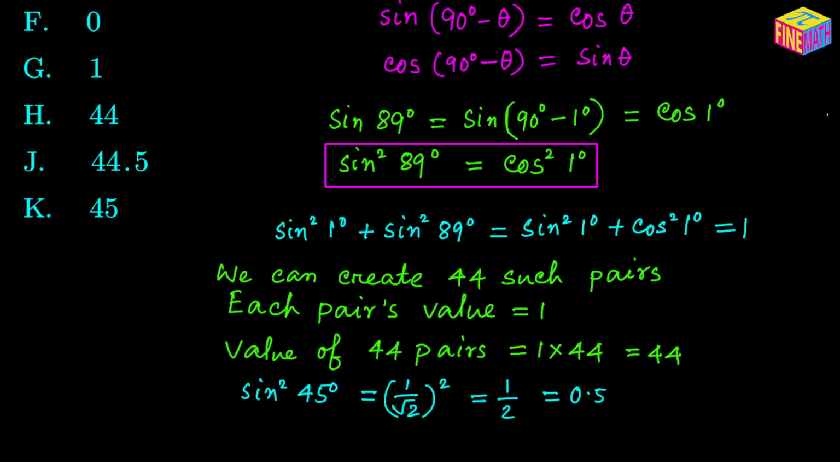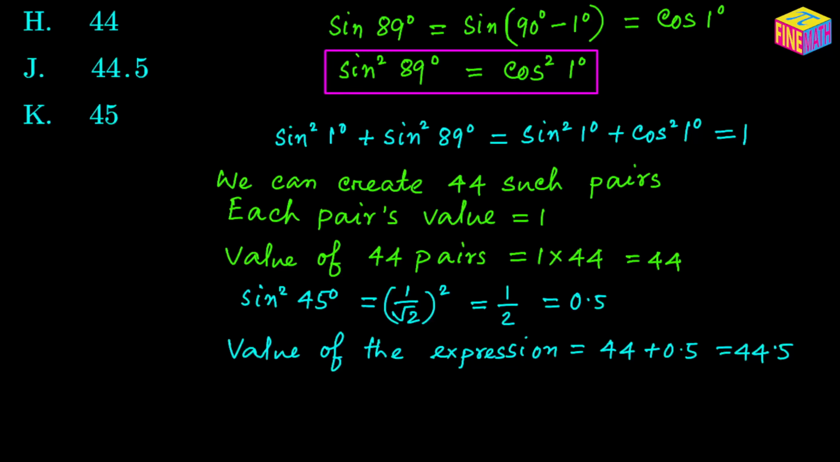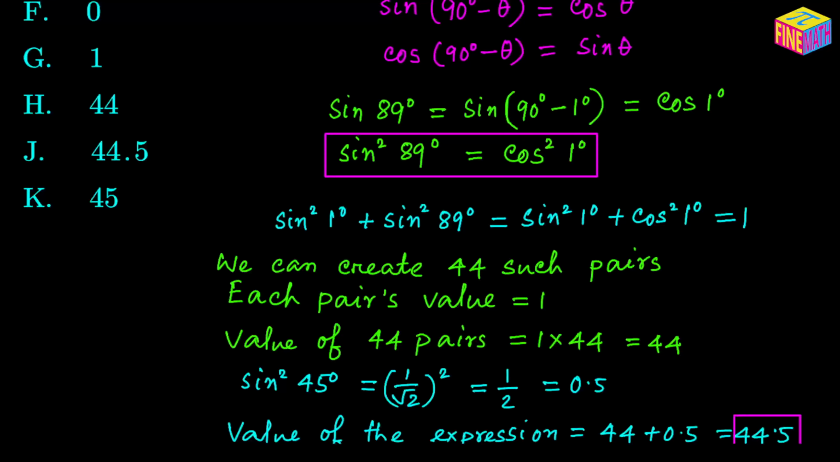So now you see the value of our expression is going to be 44 plus 0.5, that would be 44.5, and that is our answer. And if you look at our answer options, we have 44.5 under option J. So option J would be the correct option.